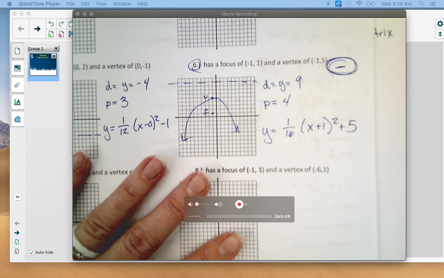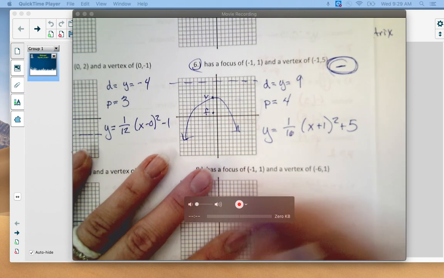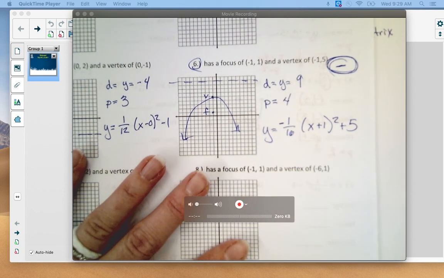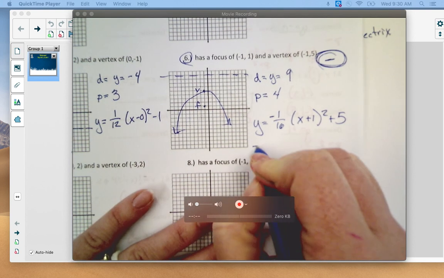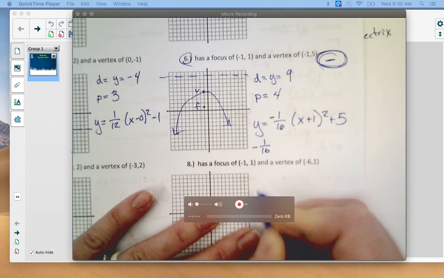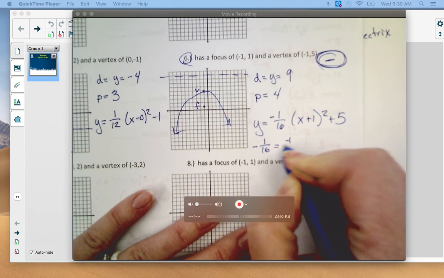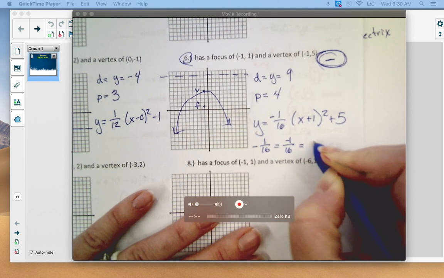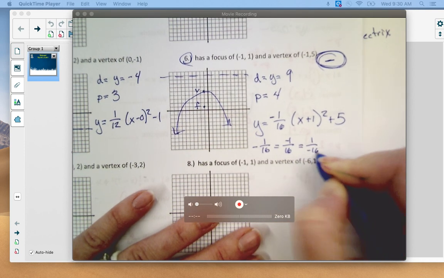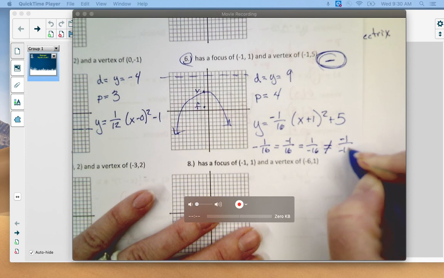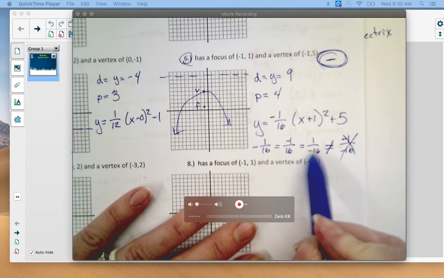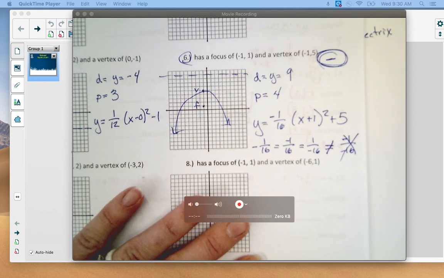Do we agree with that? What do we have to remember to do? That negative. Do you see how easy that negative could be lost? Melvin. So if you wrote it as negative 1/16, that's the same thing as negative 1 over 16, which is the same thing as 1 over negative 16. The only thing you can't write is negative 1 over negative 16. All of these three mean mathematically the exact same thing.